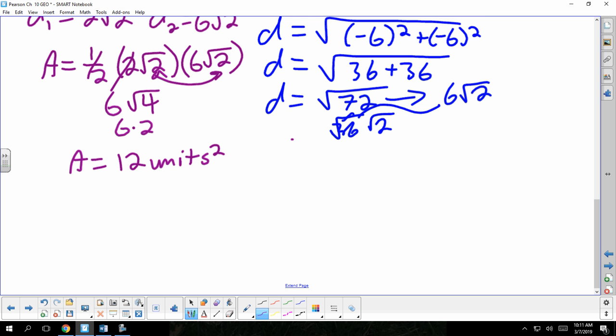So after this lesson, hopefully we can find the area of trapezoids, kites, rhombuses, and another way to find the area of squares.